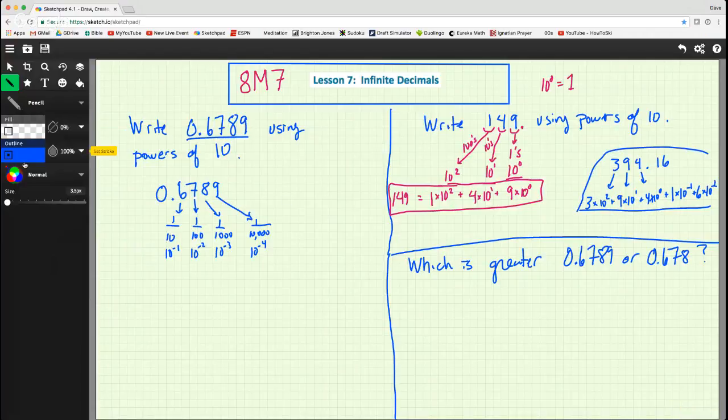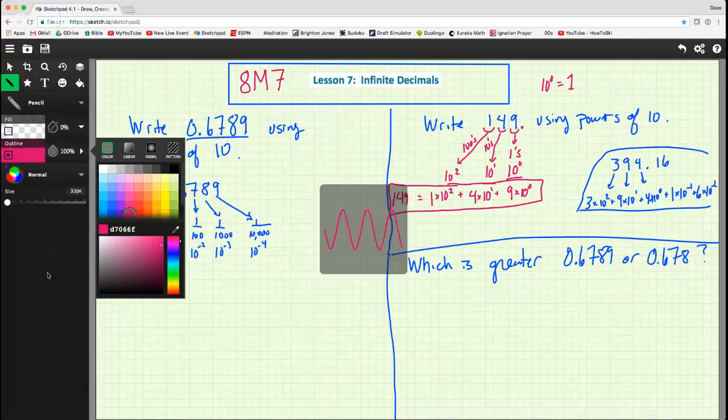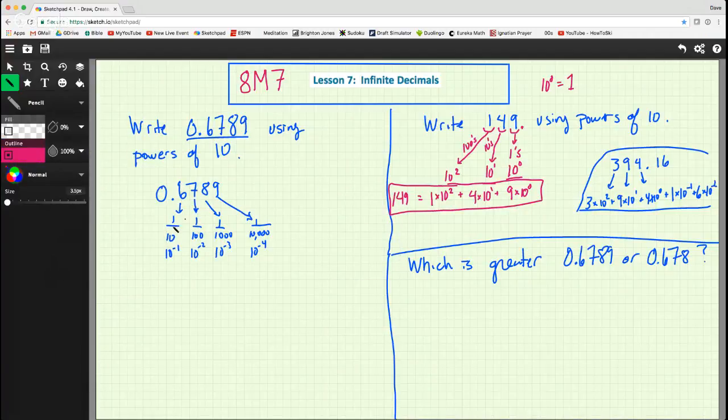Okay, let's keep going. I'll go back to my pink for a second. So let's just stick here and we're going to focus on this level. We're not going to use this 10 to the negative first representation, although we could. We're going to use this representation today because that's what the Eureka Math people wanted to use. So we'll use that representation.